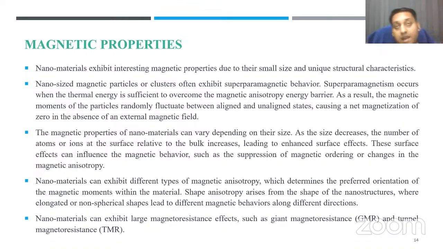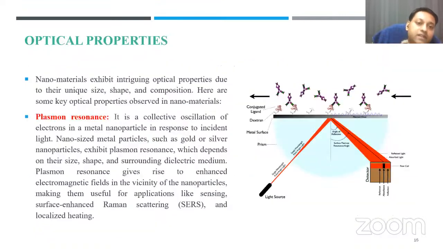One example and application of that is giant magnetoresistance. This is one of the applications we can find for nanomaterials, the giant magnetoresistance effect and the tunnel magnetoresistance effect that we can see. Now coming to an interesting property, that is the optical property that we observe, and that happens because the light source interacts with the matter, and if it is a nanomaterial, then light interacts in a different manner than it interacts with a bulk one.